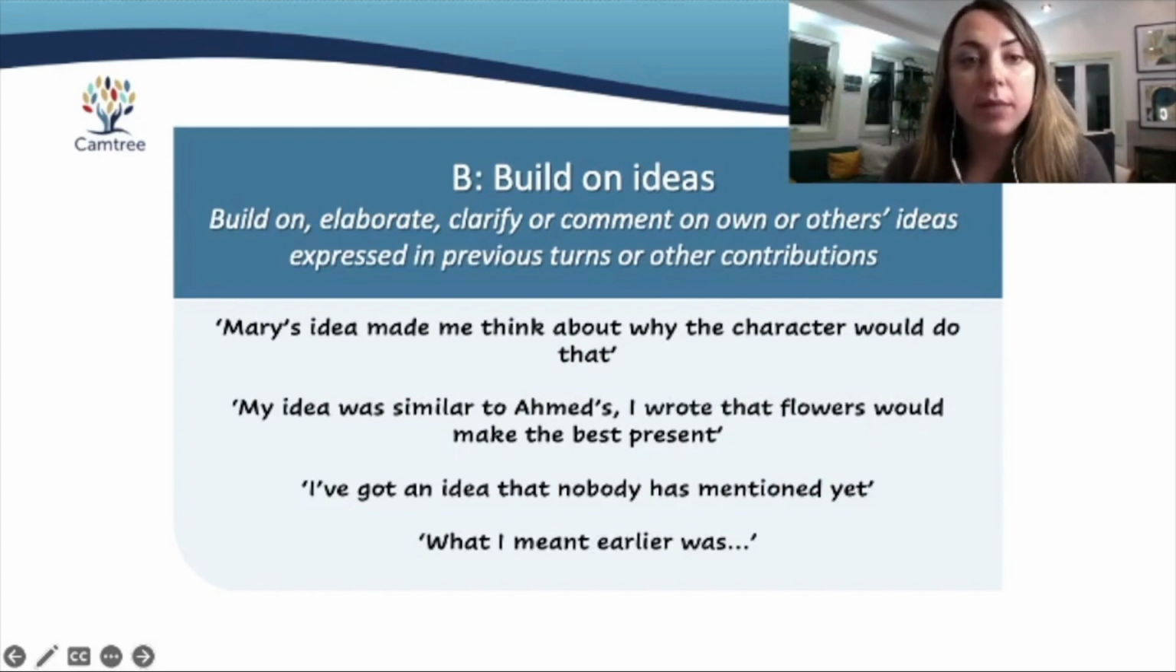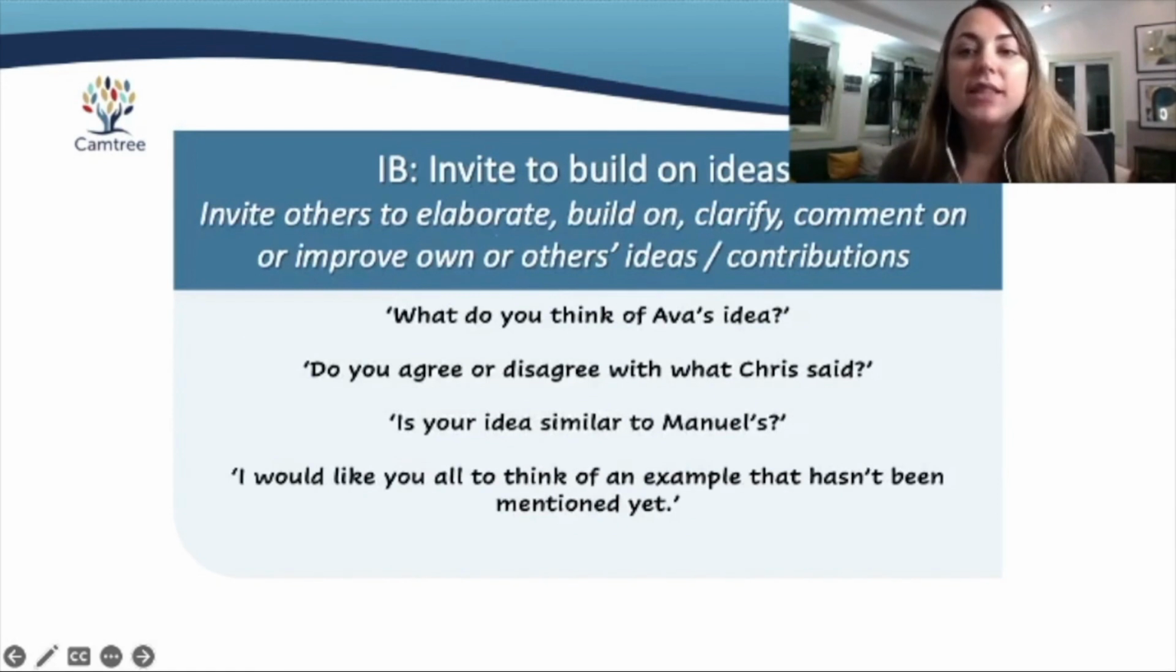Mary's idea made me think about why the character would do that. My idea was similar to Ahmed's. I wrote that flowers would make the best present. I've got an idea that nobody has mentioned yet. What I meant earlier was... This second example is linked to the previous one.